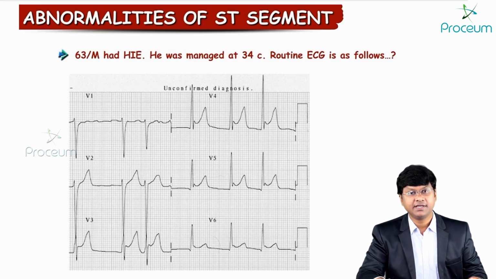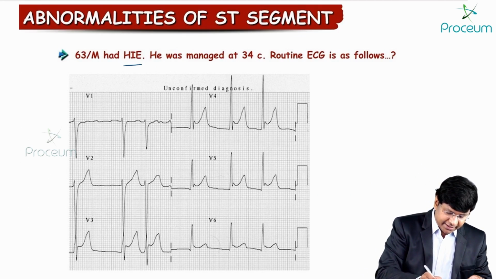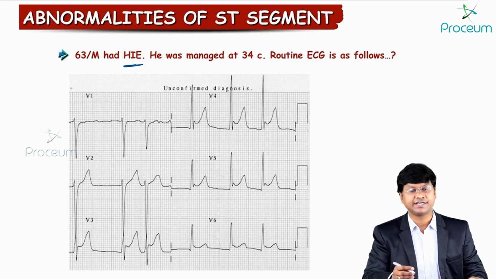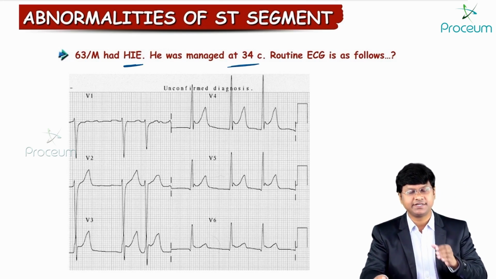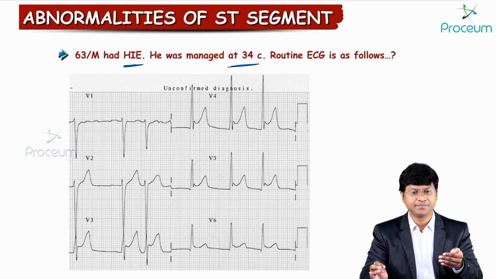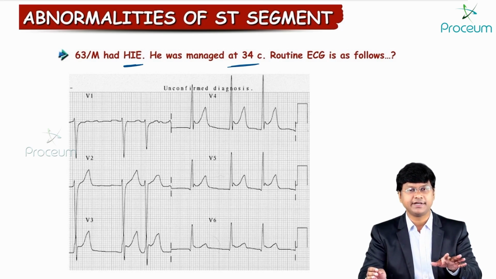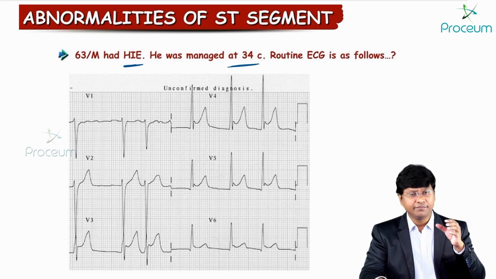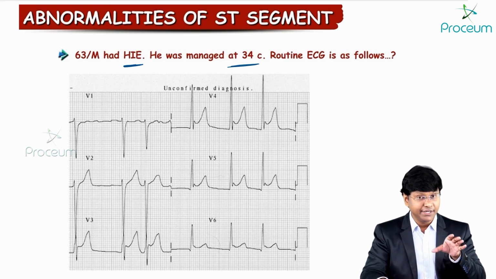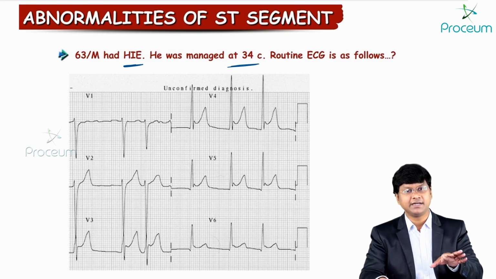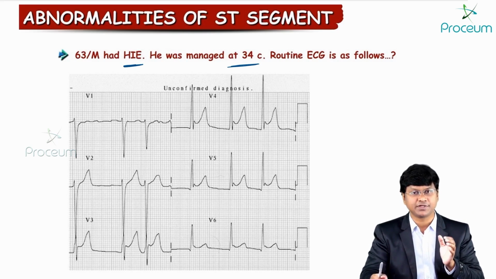A 63-year-old male had hypoxic ischemic encephalopathy. HIE stands for hypoxic ischemic encephalopathy. And he was managed at 34 degrees centigrade. Once the patient develops hypoxic ischemic encephalopathy, in order to reduce the basal metabolic rate of the body, we will induce hypothermia in the individual, so that the metabolic demand of the body is reduced. That is the reason why we induce hypothermia.